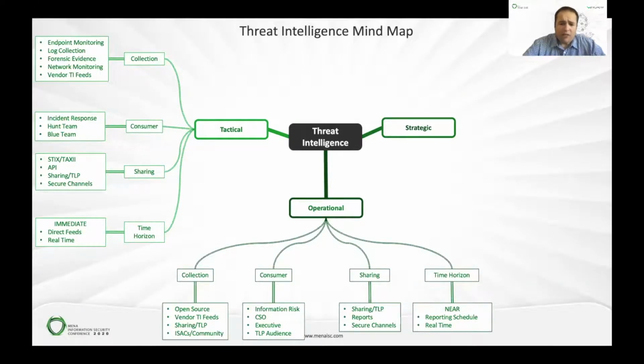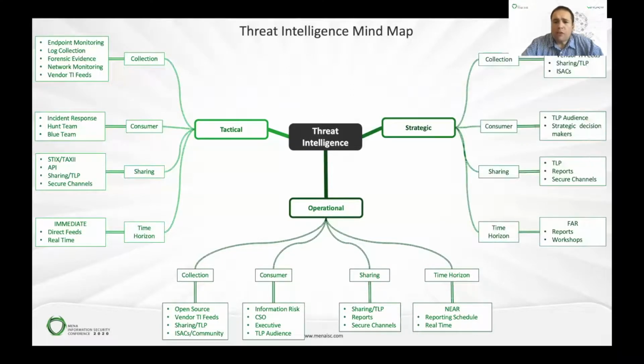The time horizon for this type of operational data is a near time horizon, so it's not immediate to the point like the tactical data, but it would be on a recurring basis on a daily schedule, for example. So you'd have to have a set reporting, the daily activity report or a weekly activity report, and then also in real time make sure that the operational data is shared with some of the tactical consumers as well.